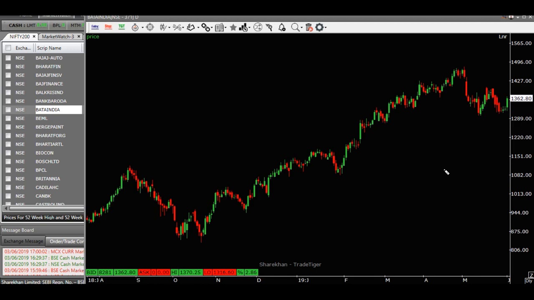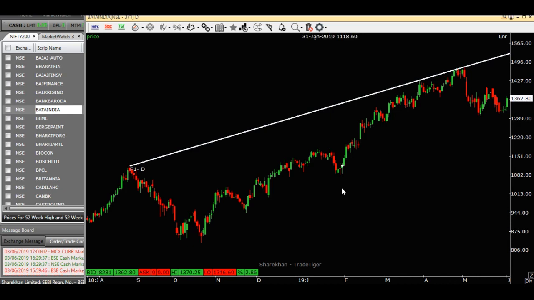Now let's look at another example. This is Bata India. You can see this entire time it was just trending up, up, up, and up. While it was doing that, it was also forming this rising wedge pattern. You can see how it starts to narrow in, and right at the end, it breaks out. So we would enter here on the breakout. This is my first target, the first swing low, and the second swing low can be my second and final target.